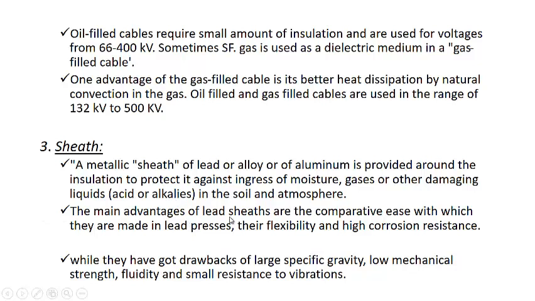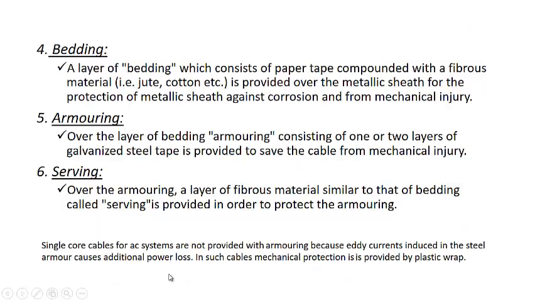The main advantage of lead sheaths is the comparative ease with which they are made in lead presses, their flexibility, and high corrosion resistance. They have the drawbacks of large specific gravity, low mechanical strength, fluidity, and small resistance to vibrations.